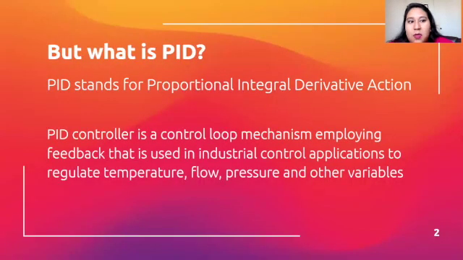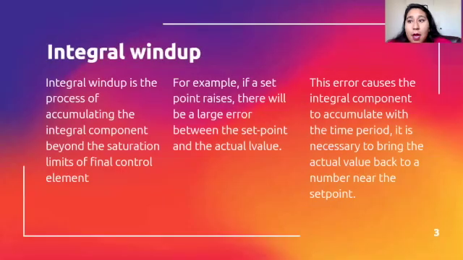But what is PID? PID stands for Proportional Integral Derivative Action. A PID controller is a control loop mechanism employing feedback that is used in industrial control applications to regulate temperature, flow, pressure, and other variables. An integral windup is a process of accumulating the integral component beyond the saturation limits of its final control element.